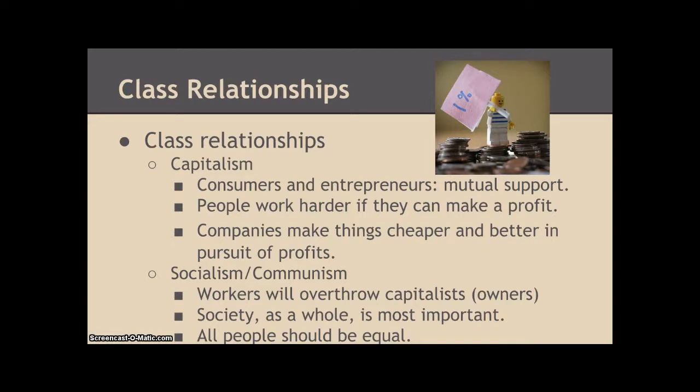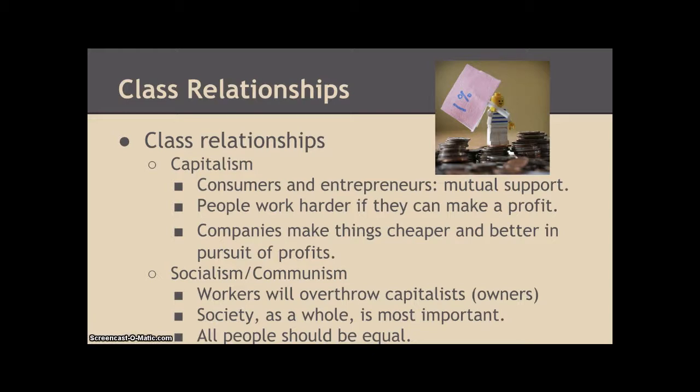So in socialism or communism, workers will overthrow the capitalists, as in the owners. So the workers will control the system of government and the means of production, as in all the different capital, like animals, like farmland, like machines, all of that, so that they control both what they produce, how they produce it, when they produce it, and how much they sell it for, the workers.